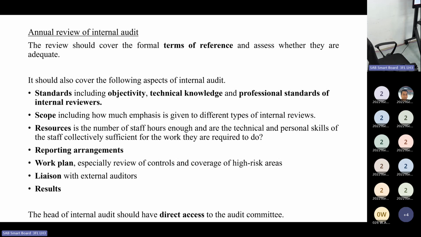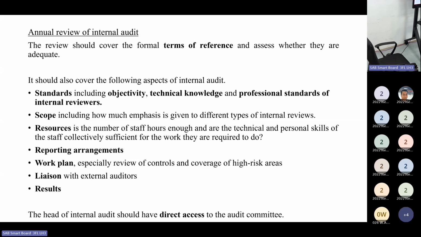Review of the internal audit. The review should cover the formal terms of reference and assess whether they are adequate. That means there should be somebody to oversee their function. So that part is done. So what are those things?